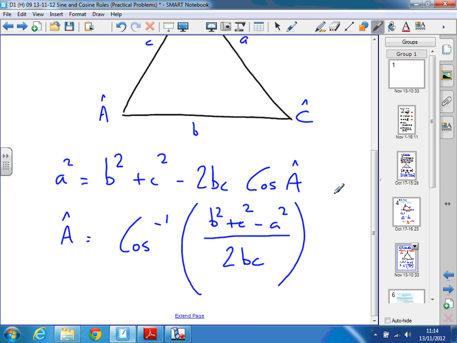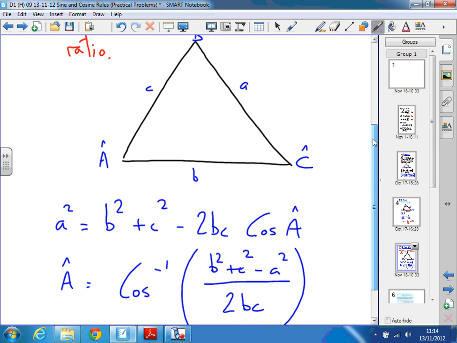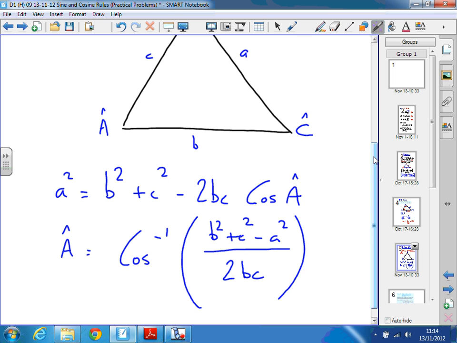So let's look at it by way of example. Another thing to note about these formulas is if I'm after side A, that automatically means I must know the angle opposite it. So if I'm after side A, which is this one, I've got to know that angle, which is opposite, and also the other two angles. So let's look at an example and see how that works through.